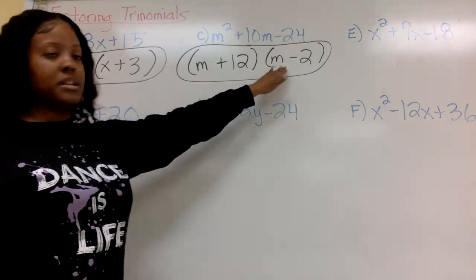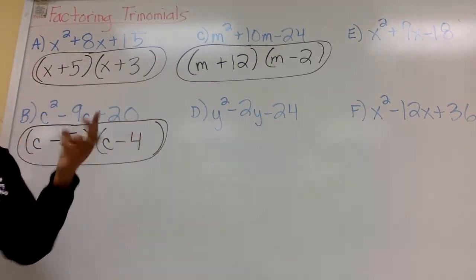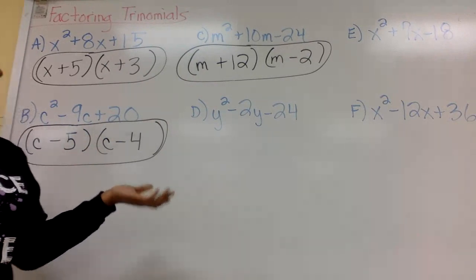M plus 12 times M minus 2. If you had M minus 2 and then M plus 12, same thing. The commutative property says we can switch that.